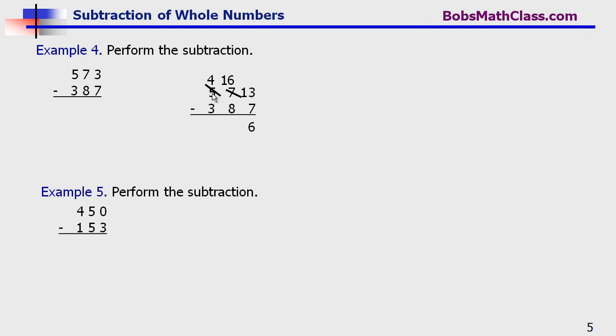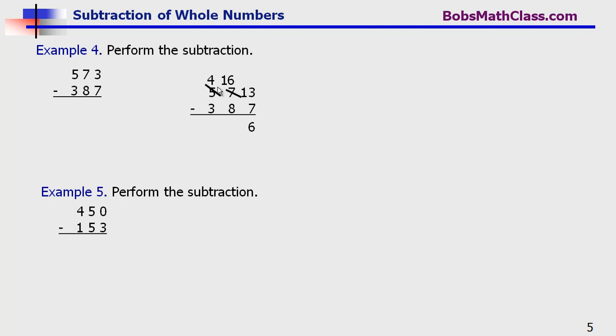When we borrowed a 1 from the 5, this is the hundreds place. So we actually borrowed 100 from the hundreds place, and this 1 represents a 10, but because it's in the tens place, it's actually 10 tens, which is 100.